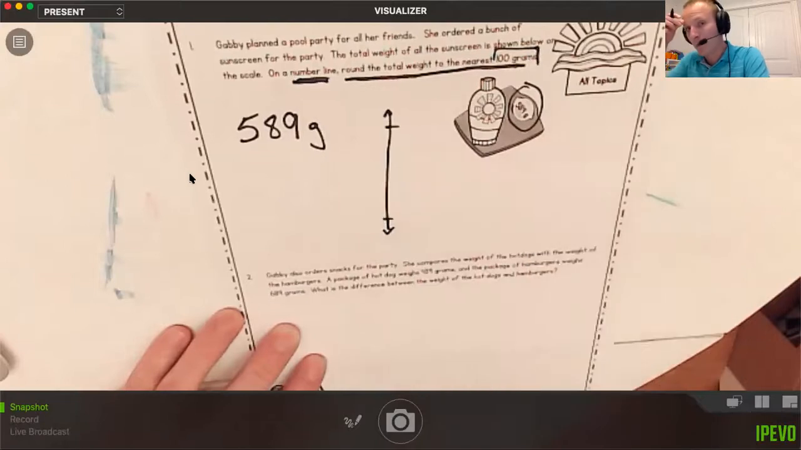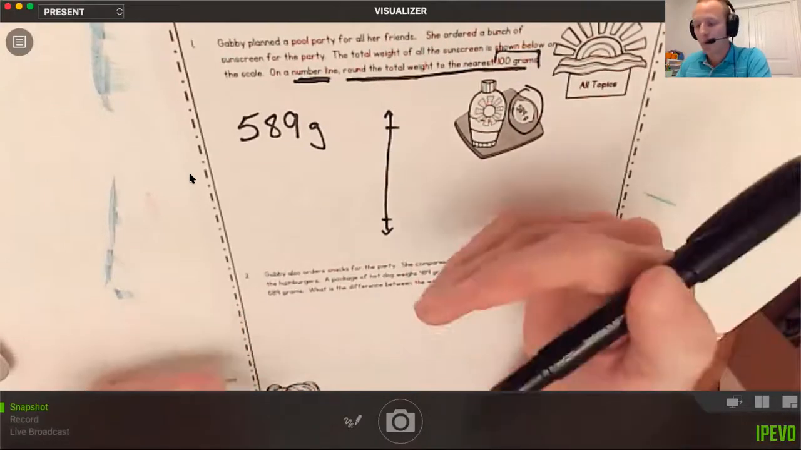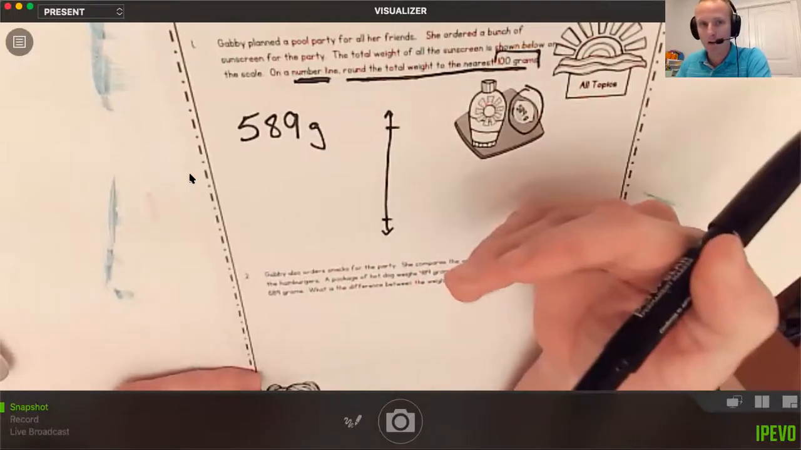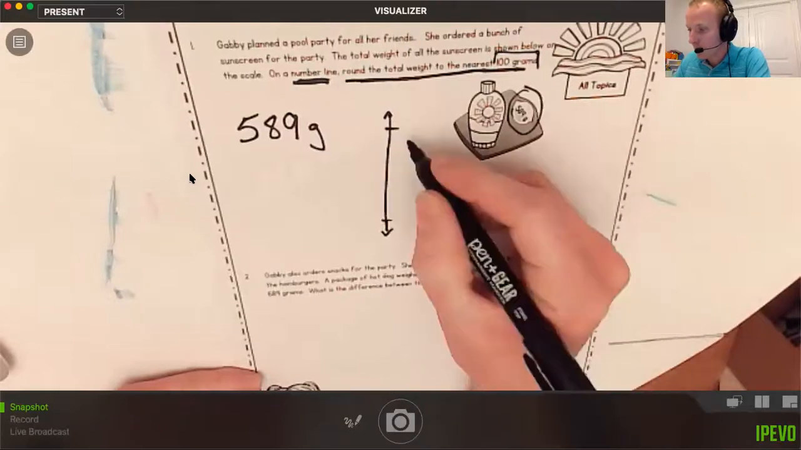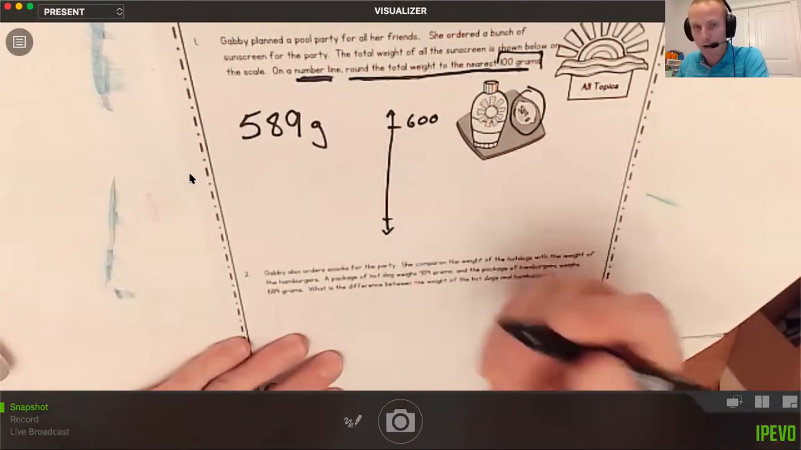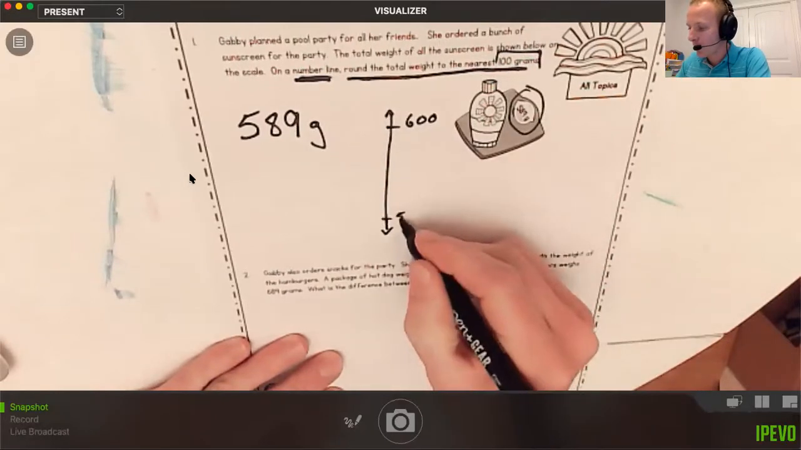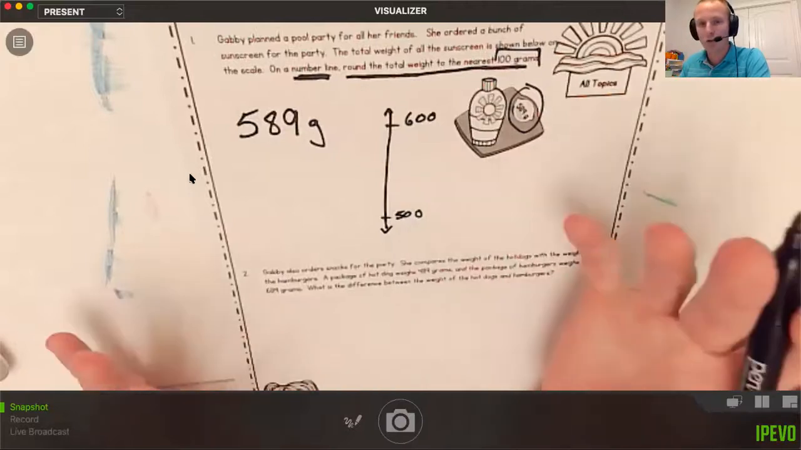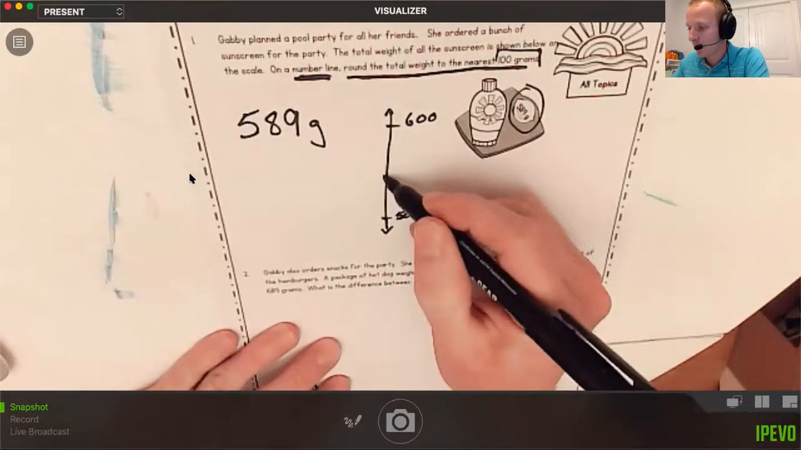Okay, so I look at the number 500 and I say, if I counted up from 589, what's the next 100 I'd get to? And that would be 600. So that goes at the top, 600. If I counted down from 589, then the next 100 I would hit would be 500. So those are my two options. The two endpoints on this number line are my only two options.